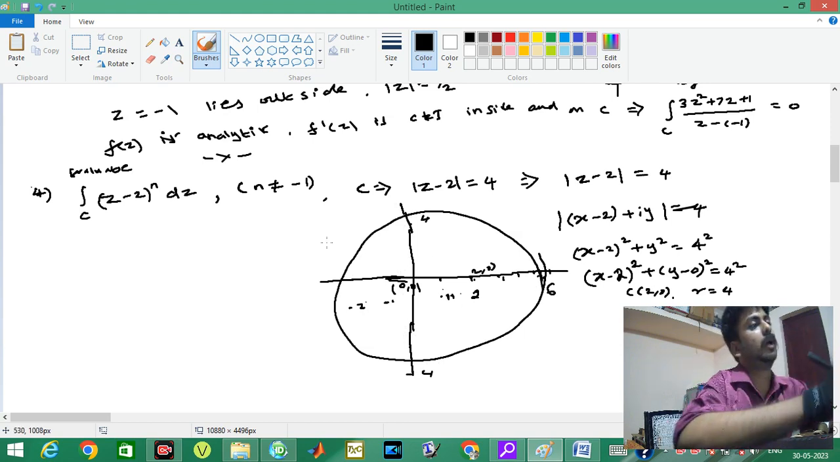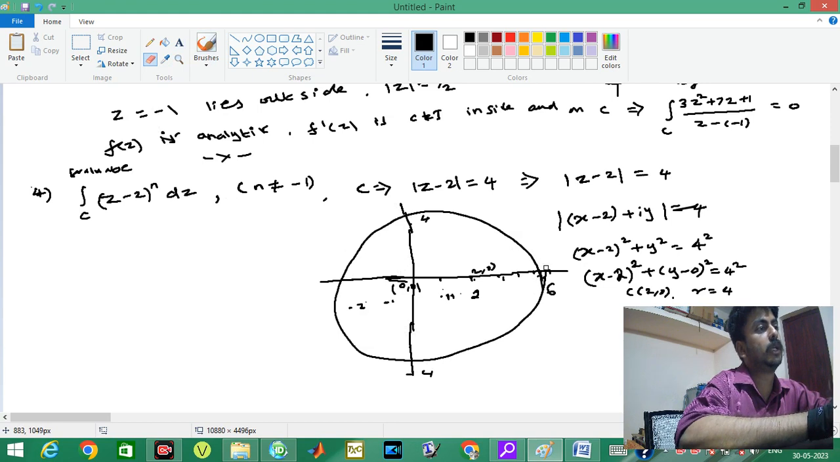Now for this circle, how to check clearly? There should be only 4 points. 2 plus 4 is 6. 2 minus 4 is minus 2. It is 6. 0 plus 4 is 4. 0 minus 4 is minus 4. The circle should cover only these points with the center here.